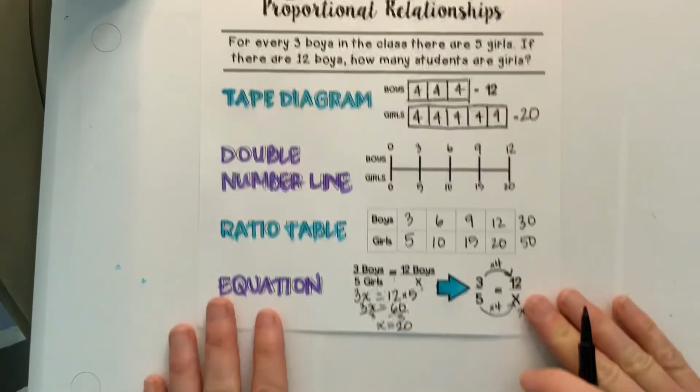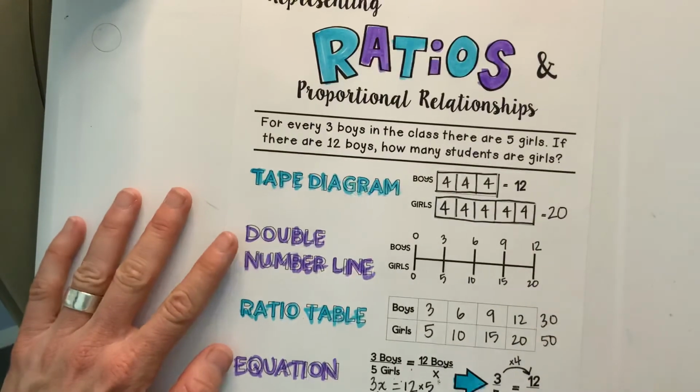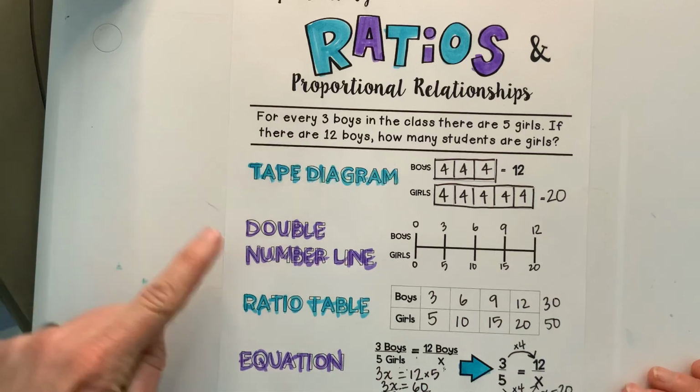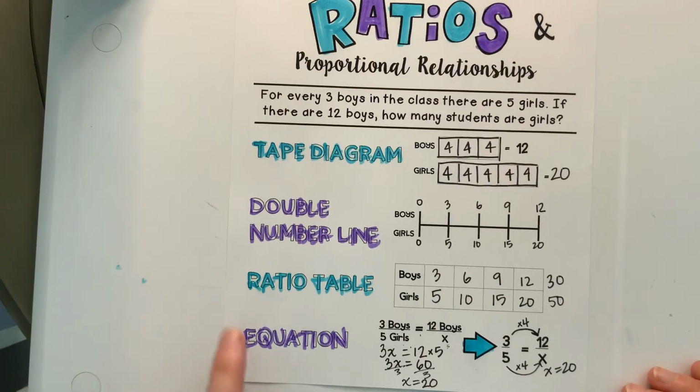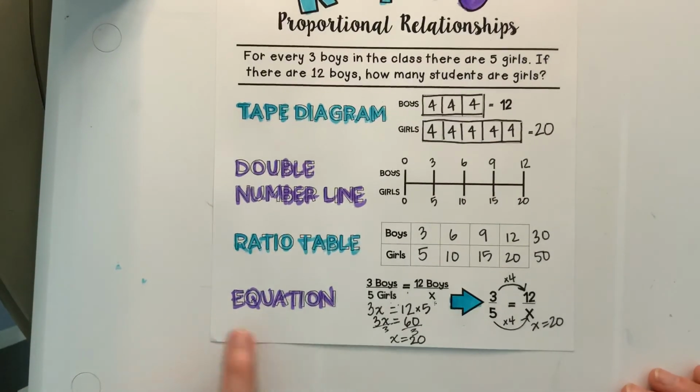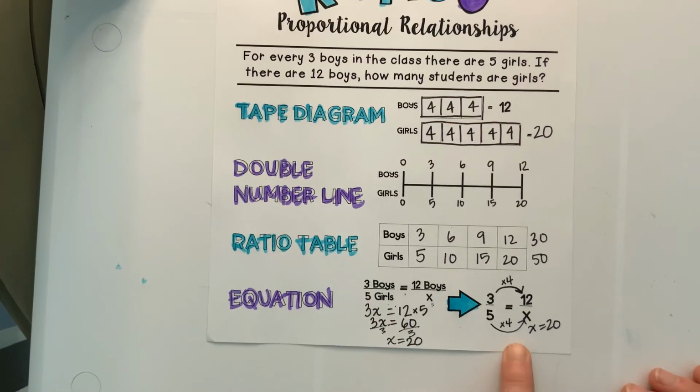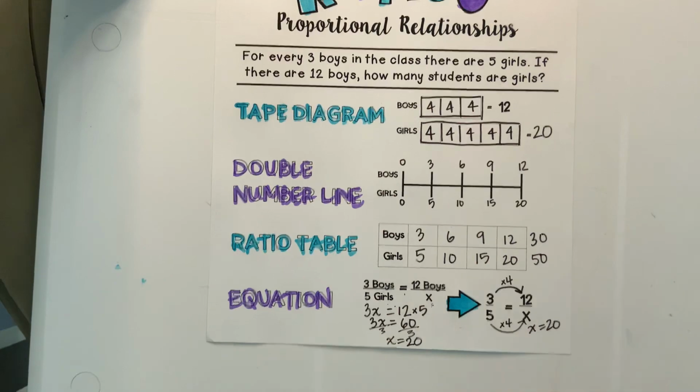Okay, so there we go. Those are our 4 strategies for representing ratios and proportional relationships to solve ratio problems: tape diagram, double number line, ratio table, and an equation where you can solve it 2 different ways, using algebraic notation or thinking of it as an equivalent fraction. All right, that's it.